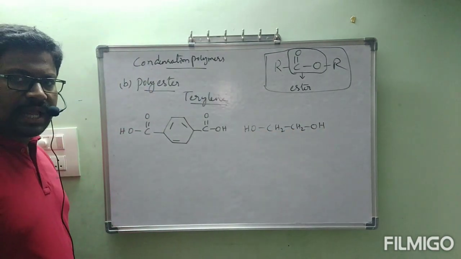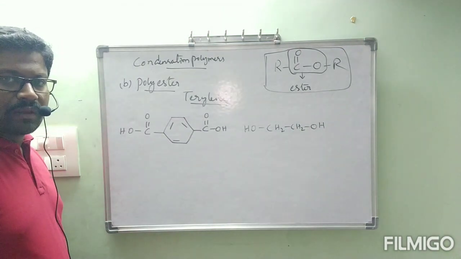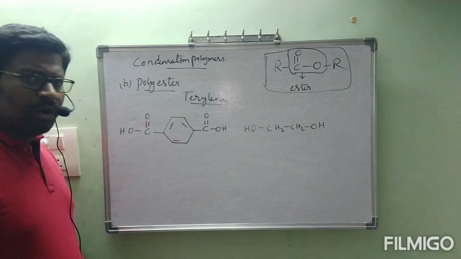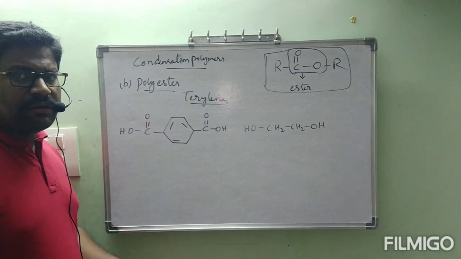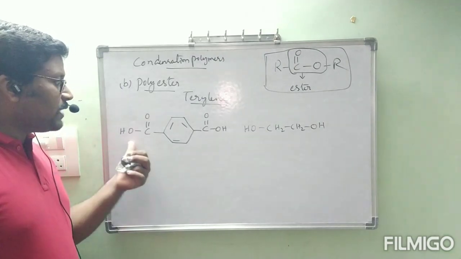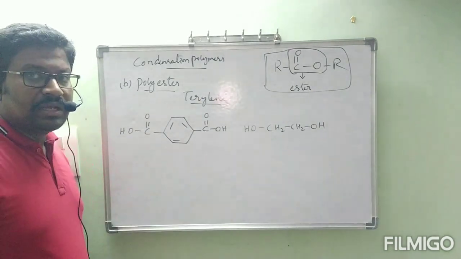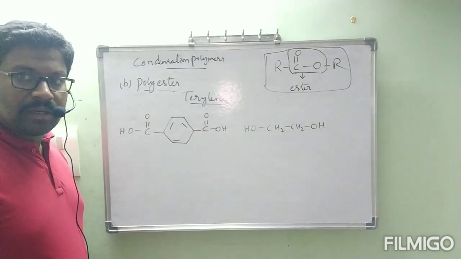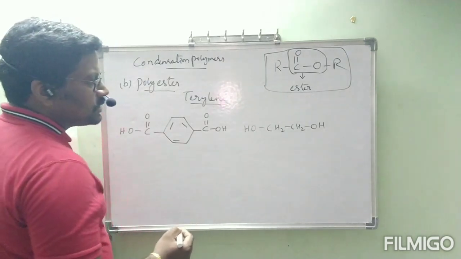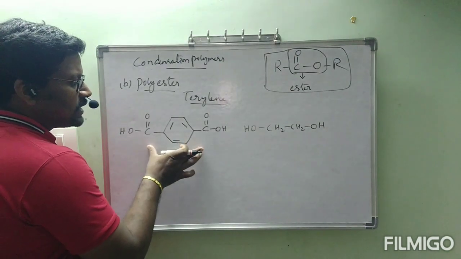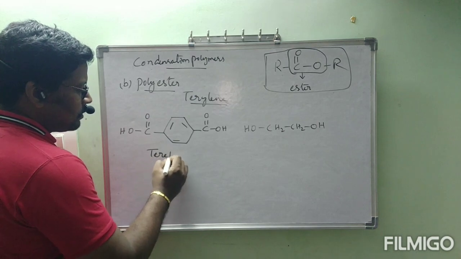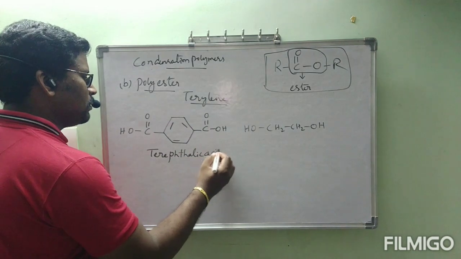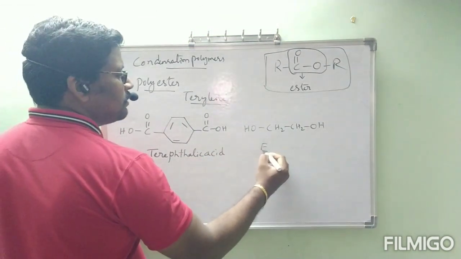When alcohol and acid react, we will get an ester. If we have one COOH group and one OH group, it will end with the formation of an ester. But we have COOH on one side and OH on the other side, so there is a chance of continuation of the chain to form a polymer. Now let us see how this is going to be formed. Now see all of you, this is terephthalic acid. This is ethylene glycol.